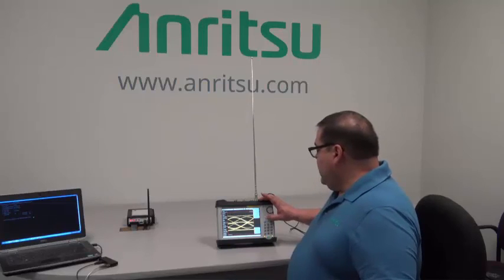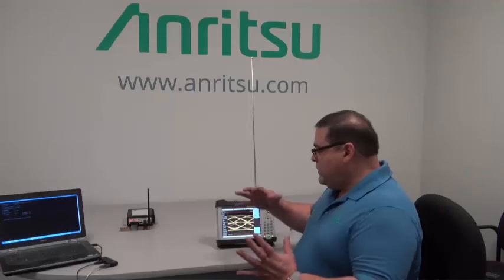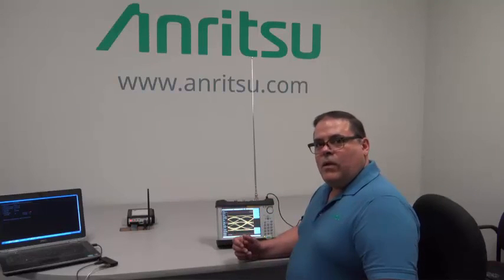So this is a key measurement also for PTC ACSES. Again, if you have a clean signal, you just see something like this, where you can see definitive eyes within the diagram. If it's very noisy, then you know you have some problems with the quality of the signal you're receiving.